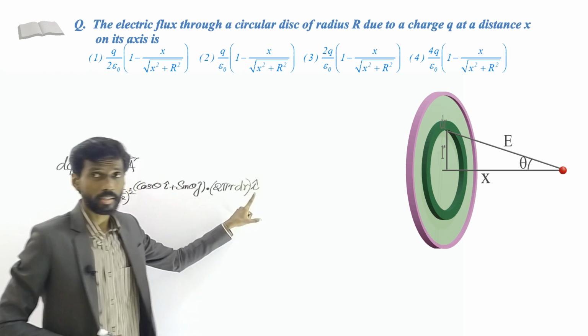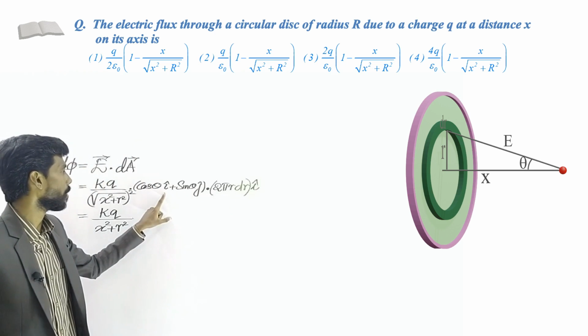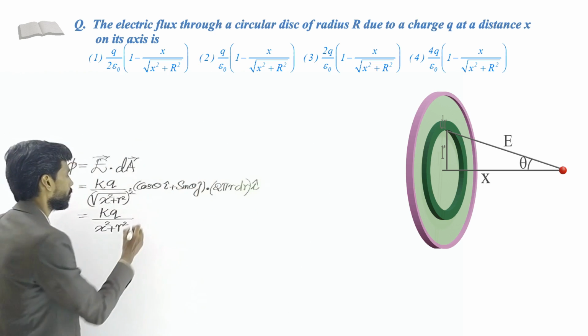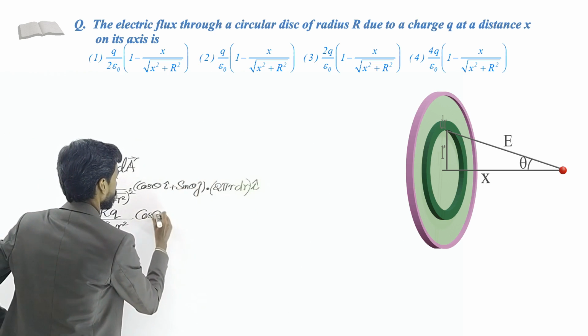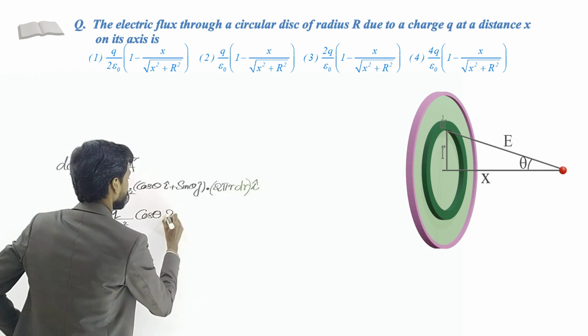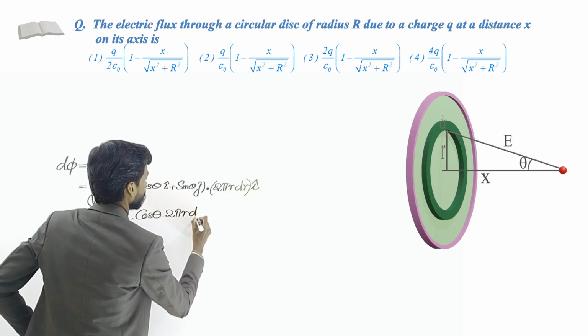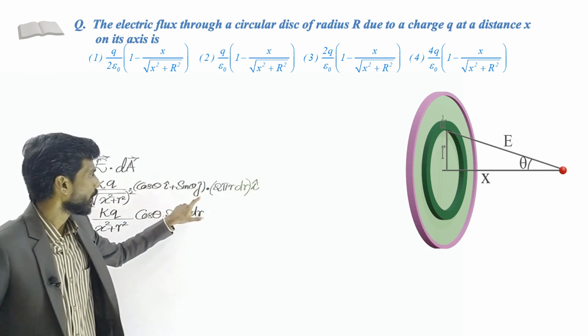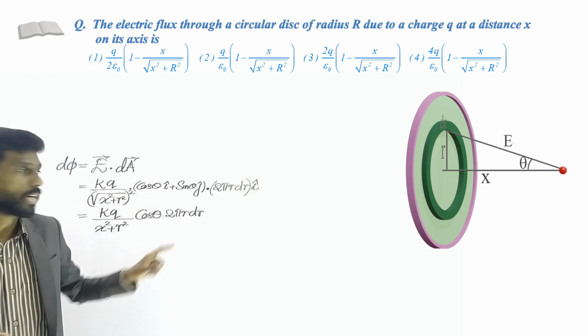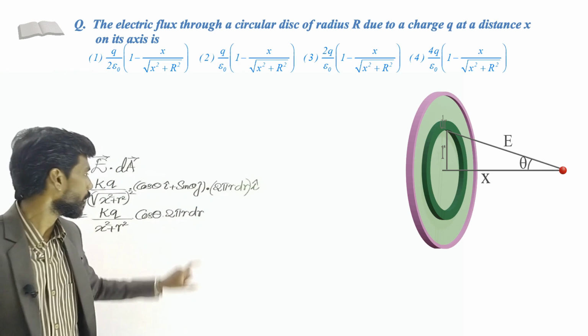So here I cap only. So I cap dot I cap, that will become 1. So cos theta multiplied by 2 pi r dr. Sin theta j cap dot product with I cap, so that is 0, right? J cap dot I cap, that is 0. So that means this is the answer.